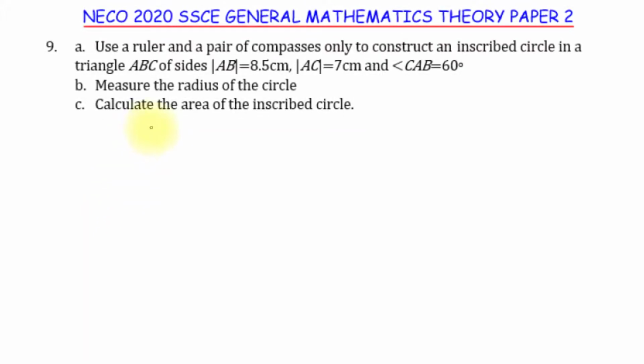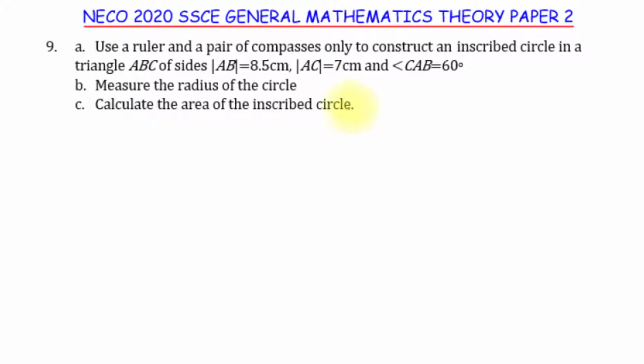So here in this question on construction in mathematics, we're asked to use a ruler and a pair of compasses only to construct an inscribed circle in a triangle ABC of sides AB given as 8.5 centimeters, AC as 7 centimeters, and angle CAB as 60 degrees. Then we have to measure the radius of the circle and calculate the area of the inscribed circle.